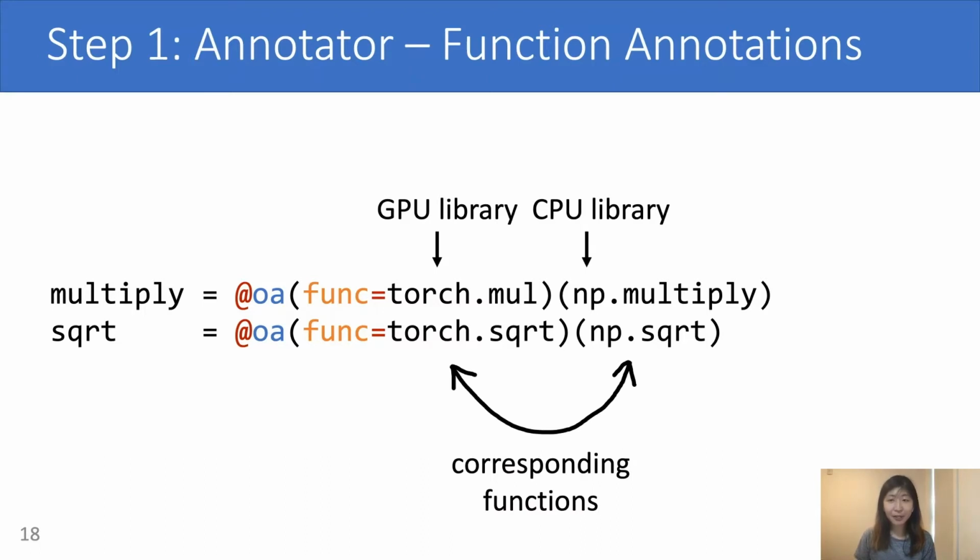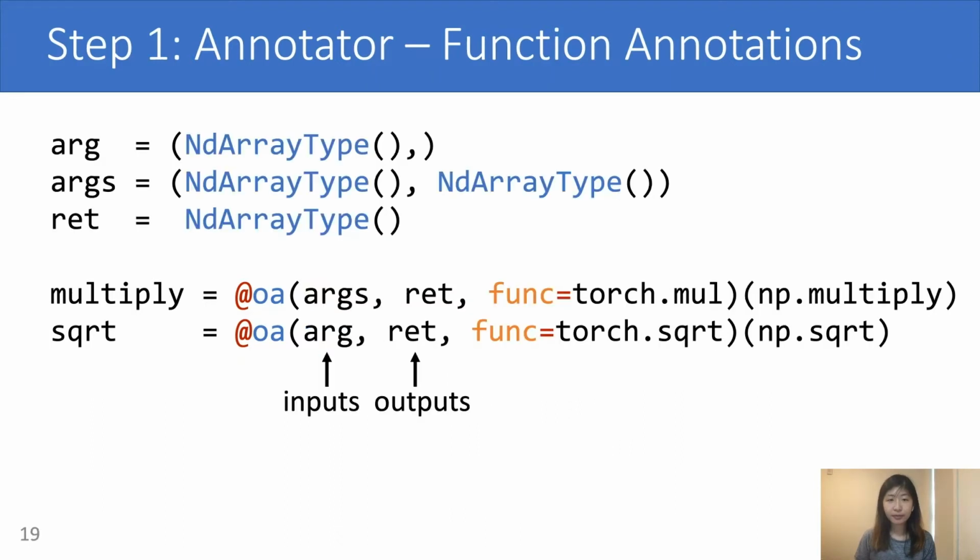After identifying the libraries, the annotator then identifies corresponding functions and uses the OA notation to link the two functions. Even though the two libraries claim to have similar APIs, their function names can still differ, like torch.mul and numpy.multiply. The annotator also needs to include the types of the inputs and the outputs in each function annotation. To do this, the annotator uses a special type called the offload split type, which is a wrapper around an actual type, in this case, NumPy's ND array. The offload split type allows the scheduler to dynamically infer information about the inputs and outputs at runtime.